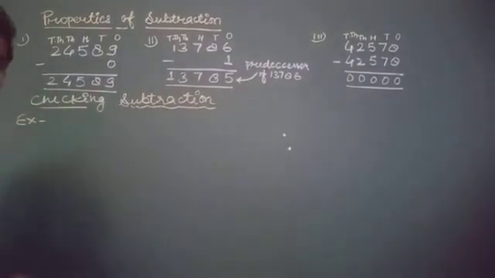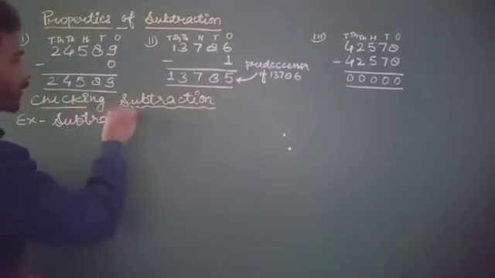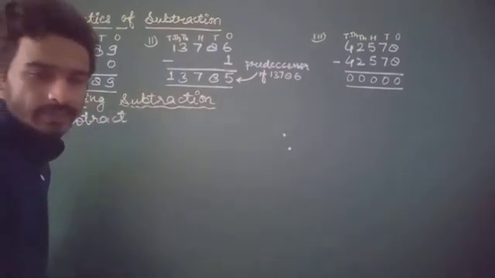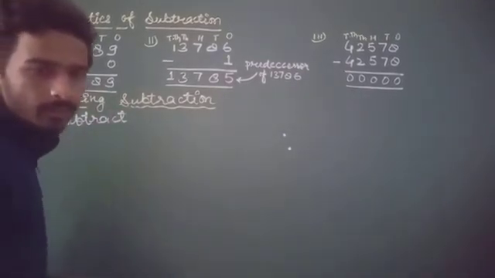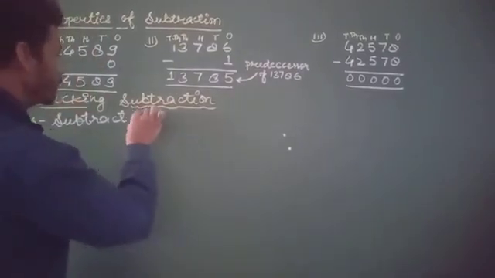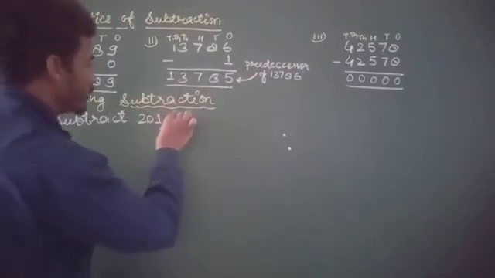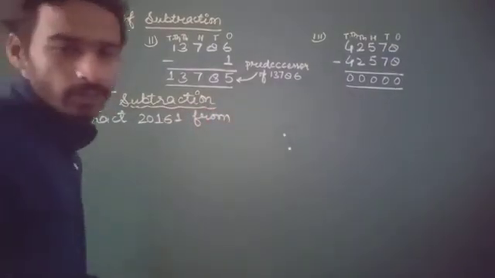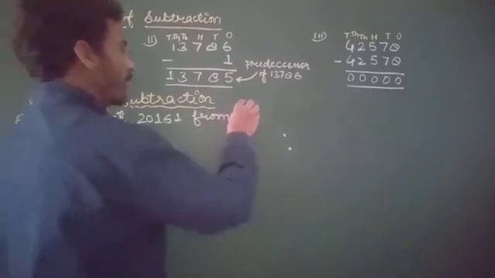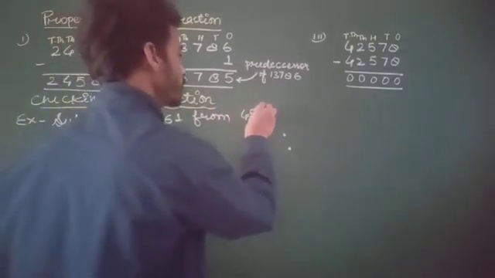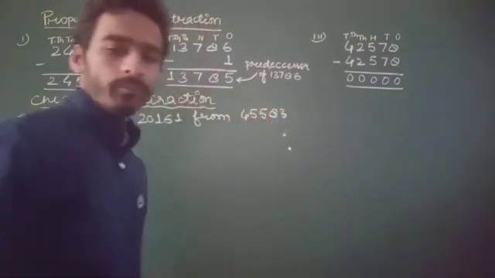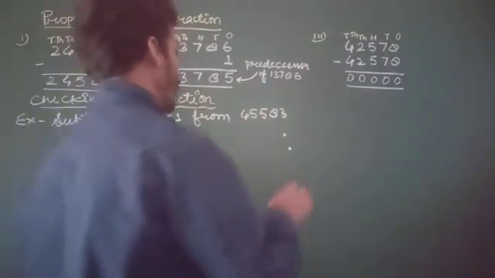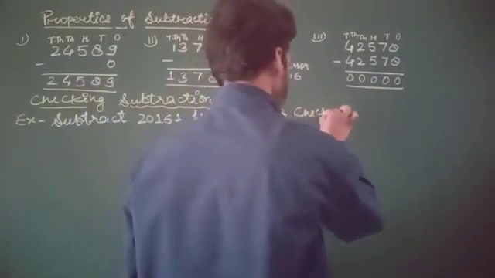What is the example? Subtract 20,161 from 45,583, and check with addition.